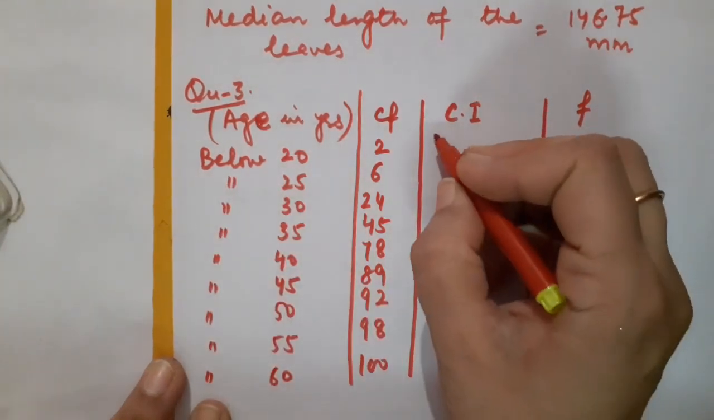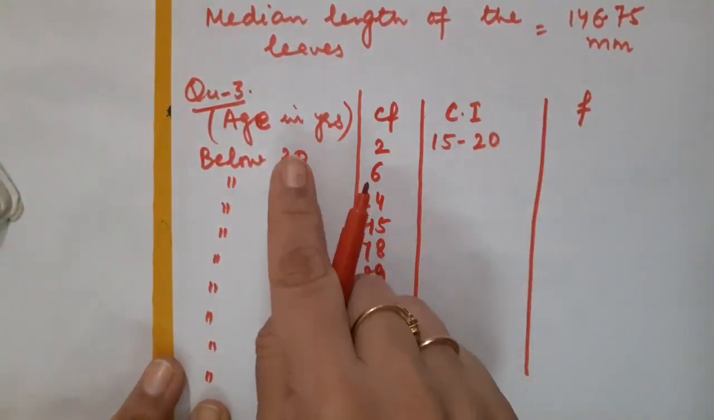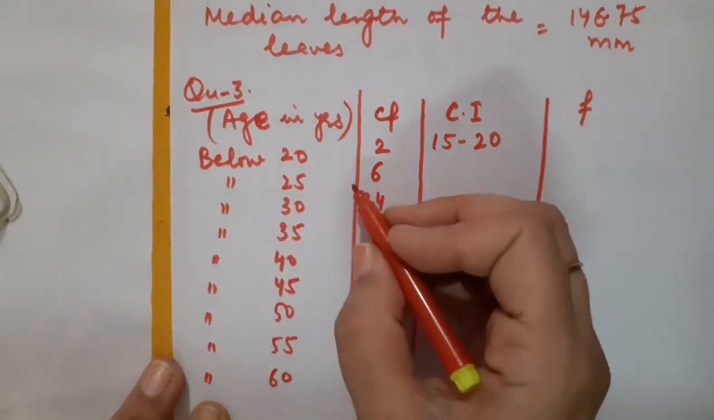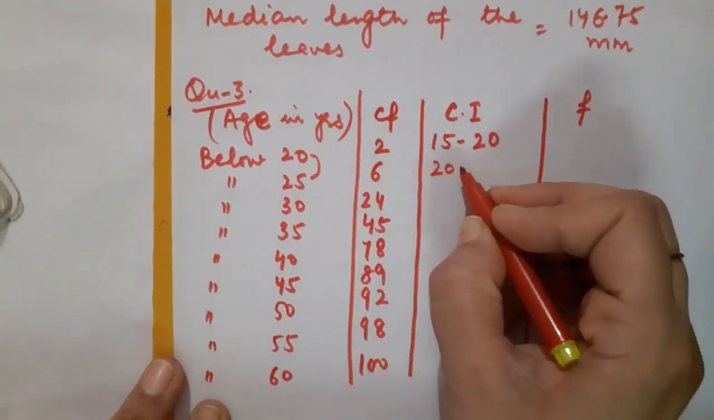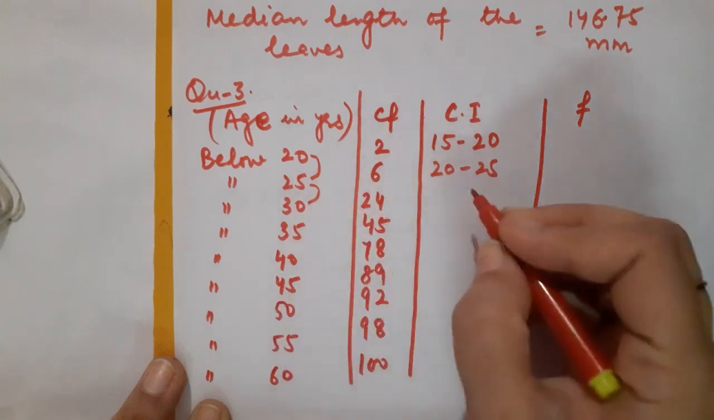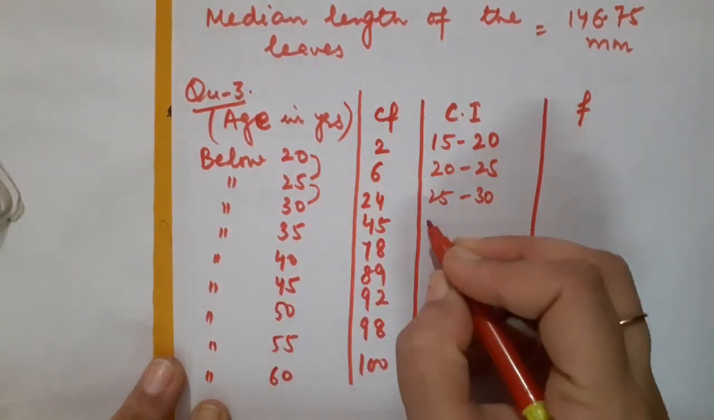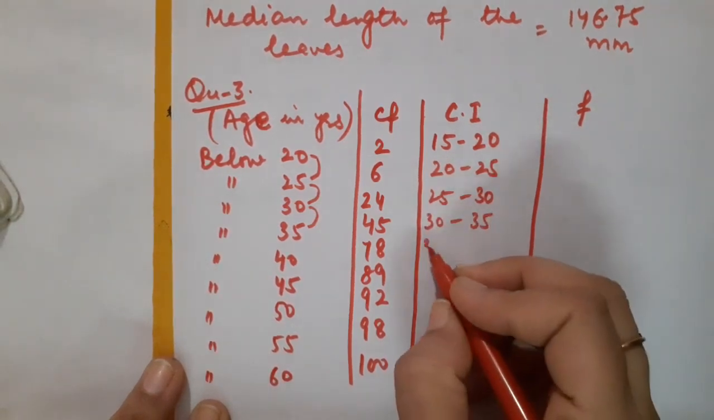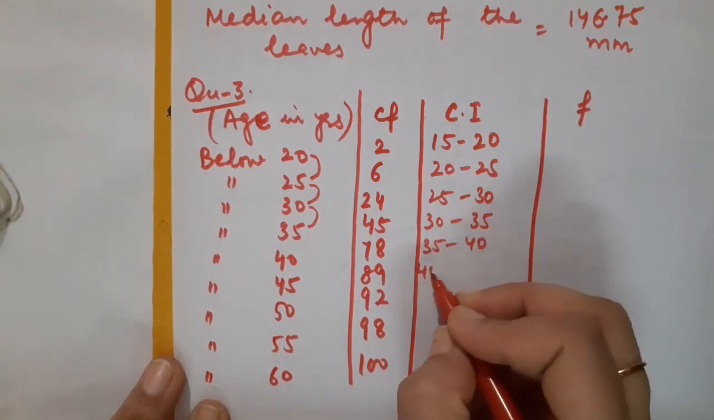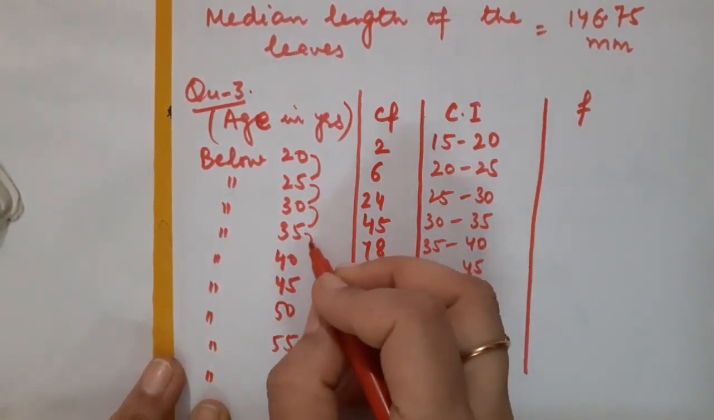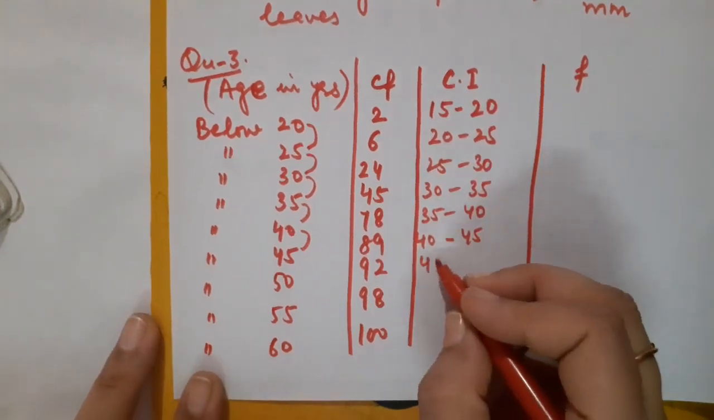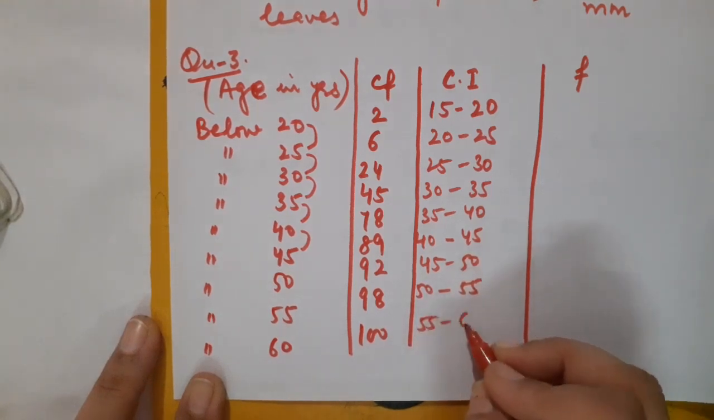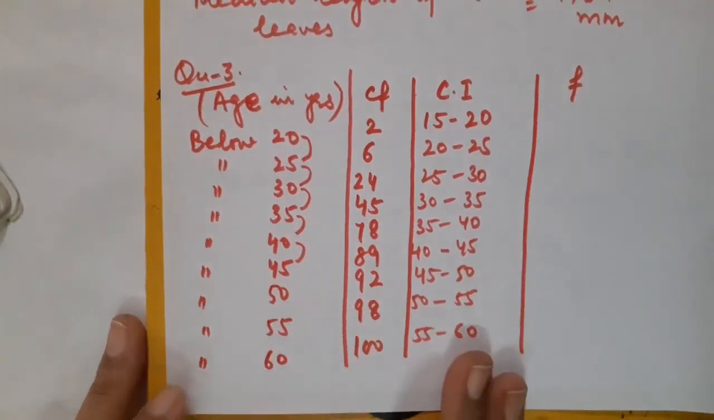So how to make the class interval? It will move from 15 to 20 first, because below 20 you are supposed to take, and the gap should be of 5. So 15 to 20. Next one will be 20 to 25. Next one will be 25 to 30. Next is 30 to 35. Next one will be 35 to 40. Next 40 to 45. Here you can make like this also, that depends on you. Next one will be 45 to 50. Then 50 to 55. And lastly 55 to 60. Got it? So this is about class interval.